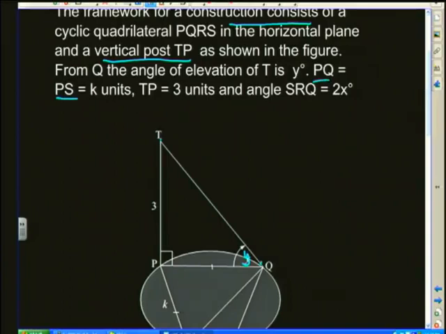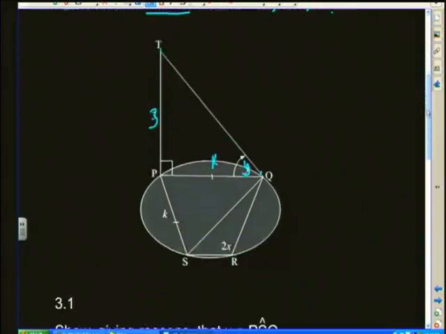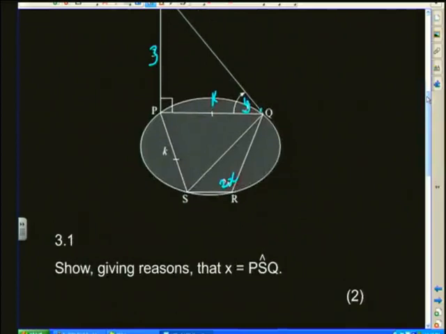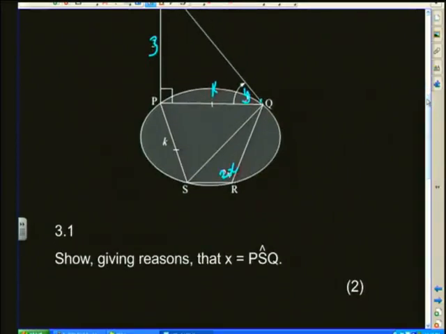PQ is equal to PS is equal to K units. TP is equal to 3 units. And angle SRQ, again, drawn for you, that's equal to 2x. So it's really nice. They've got all the information already put on the diagram. So we can really just go straight into answering part 3.1. Show, giving reasons, that x is equal to PSQ. So show that angle x is equal to angle PSQ. So really they're saying to you, show that this angle is x degrees.